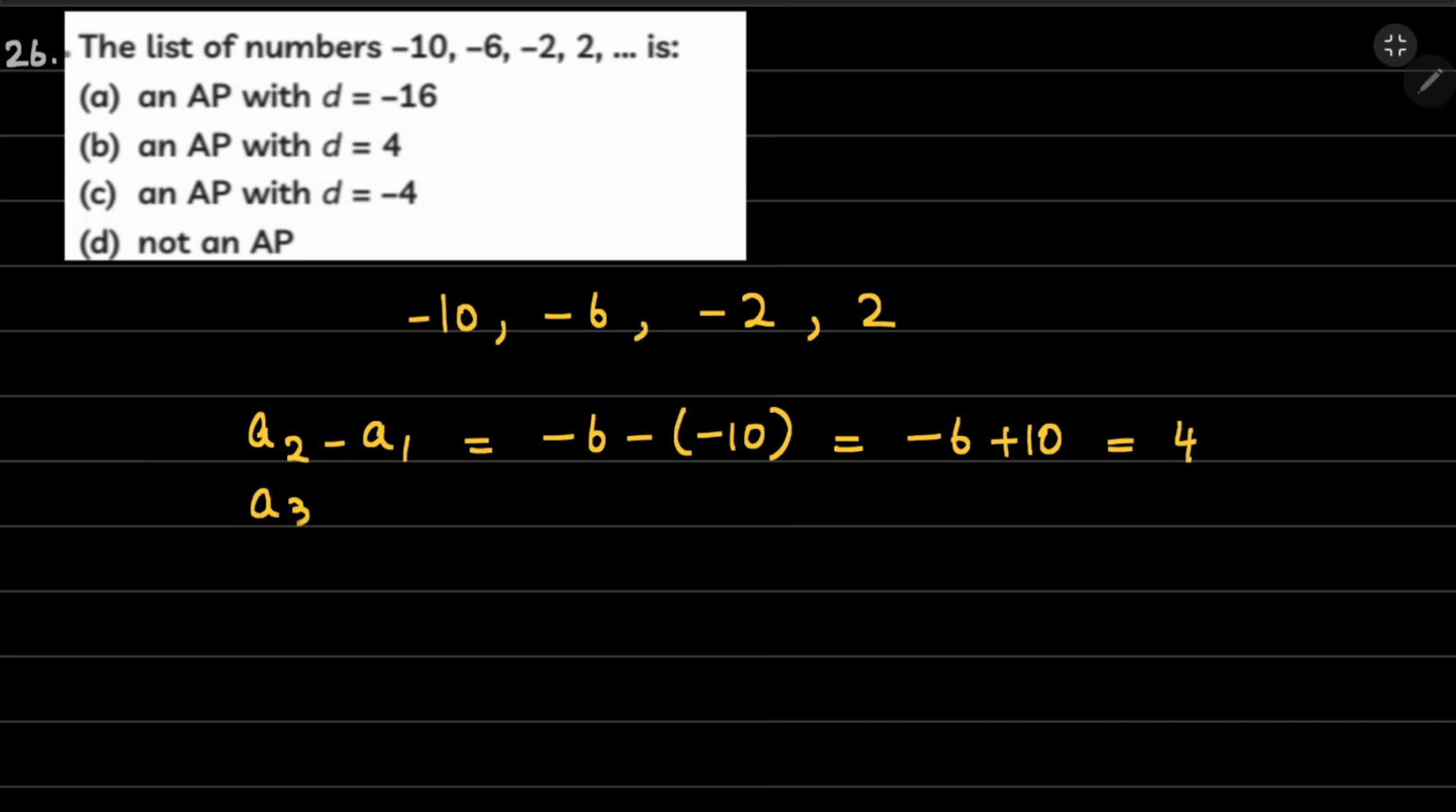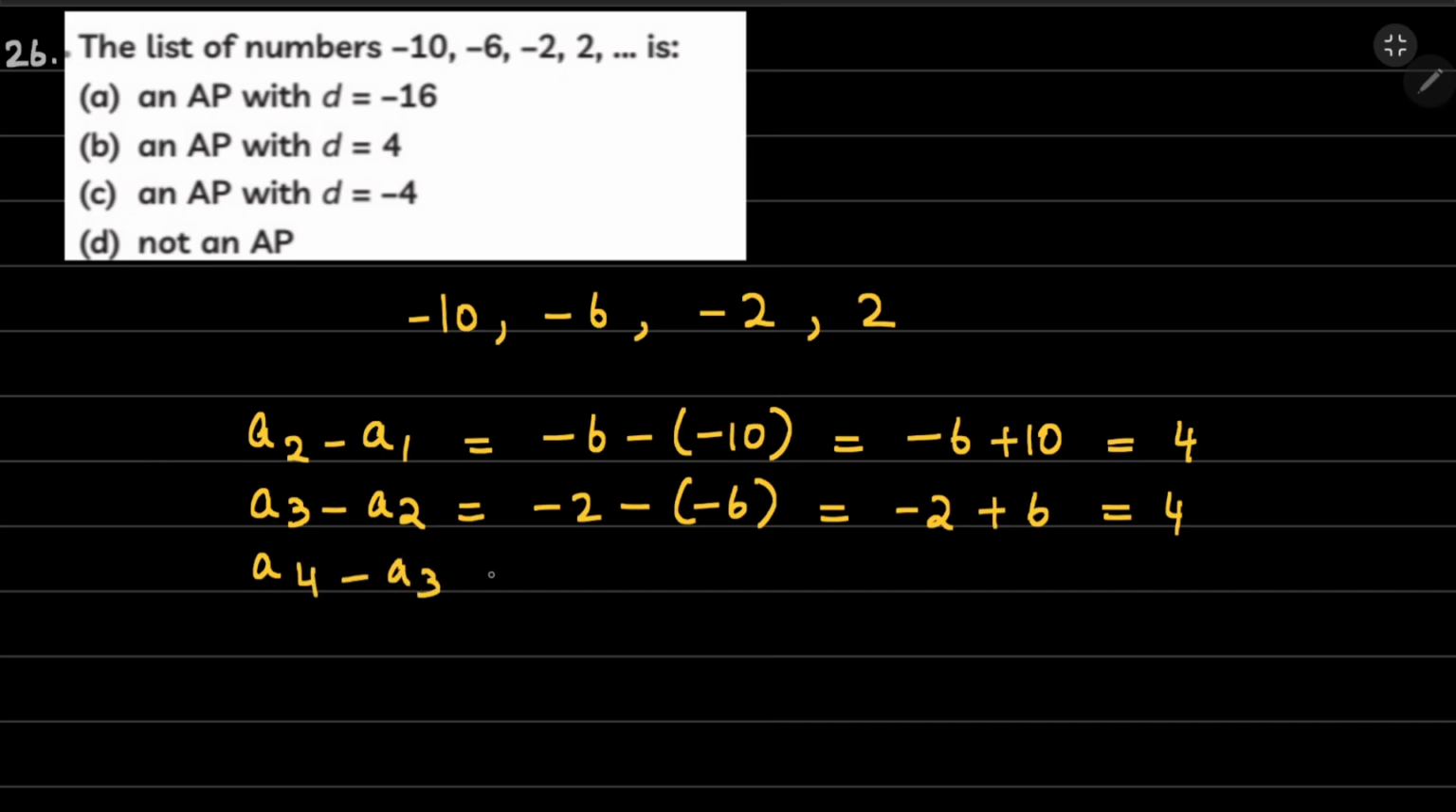Let's calculate A3 minus A2. Minus 2 minus of minus 6, which is minus 2 plus 6. Again, it is 4. Let's calculate the fourth term minus the third term. Fourth term is 2 minus of minus 2. Again, it is 2 plus 2, which is 4. So, all of these are the common difference, D. So, this is an AP.